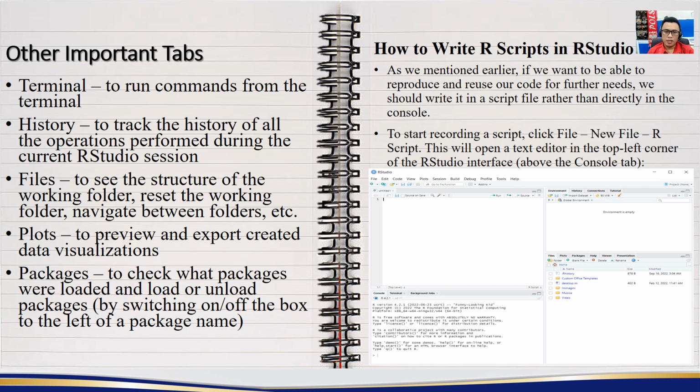Okay, so other important tabs that you can observe in RStudio are the following. We have the terminal, history, files, plots, packages. Terminal is to run commands from the terminal. The history tracks all operations performed during the current RStudio session, and is found beside the environment tab at the upper right corner. The files tab shows the structure of the working folders; you can preset the working folder, navigate between folders, and among others. You can find it at the bottom right corner, just beside plots.